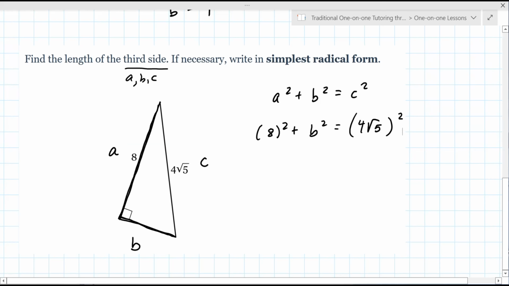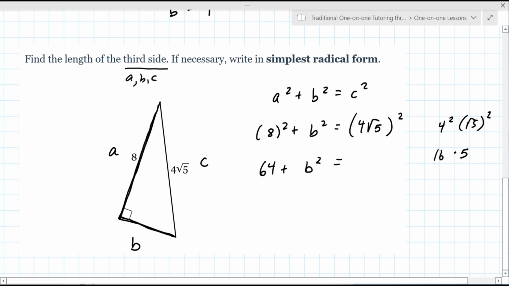Okay. What is 8 squared? 64, was it? Good, 64. Yep. Okay, now the one on the right, you have to square the 2 components. You have to square the 4 first. So it's really 16. And then the square root of 5, when you square that, it undoes the square root, so it just becomes 5.